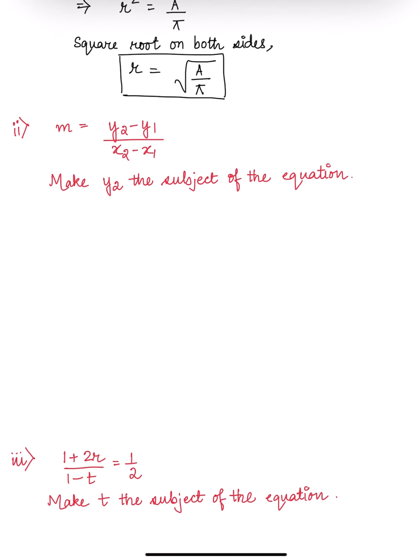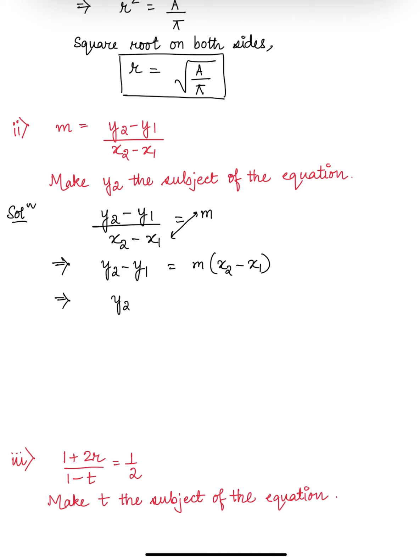Now the next part is m equal to y2 minus y1 by x2 minus x1, and we have to make y2 the subject. Similarly, we first take it to the left hand side. So y2 minus y1 by x2 minus x1 is equal to m. Now we have to cross multiply them. So y2 minus y1 will be m into x2 minus x1. So that is y2 minus y1 equal to mx2 minus mx1.